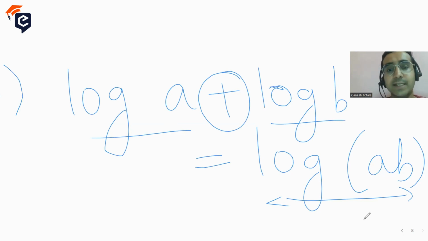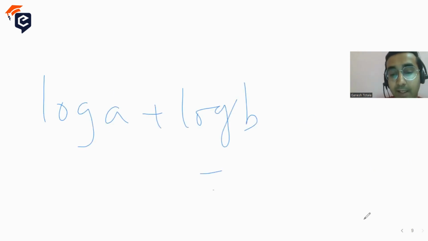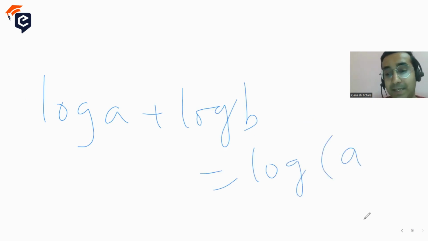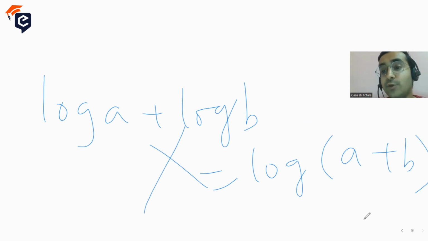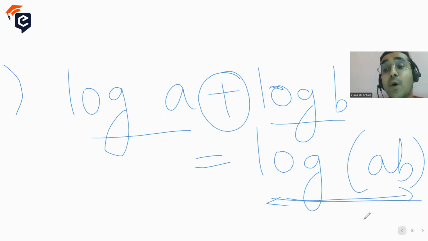Most of the students confuse this law with this: log of a plus log of b is equal to log of a plus b, which is absolutely wrong. We don't write log of a plus b as log a plus log b. Instead, log a plus log b is always equal to log ab. This is very important. Let's consider one example on this law.